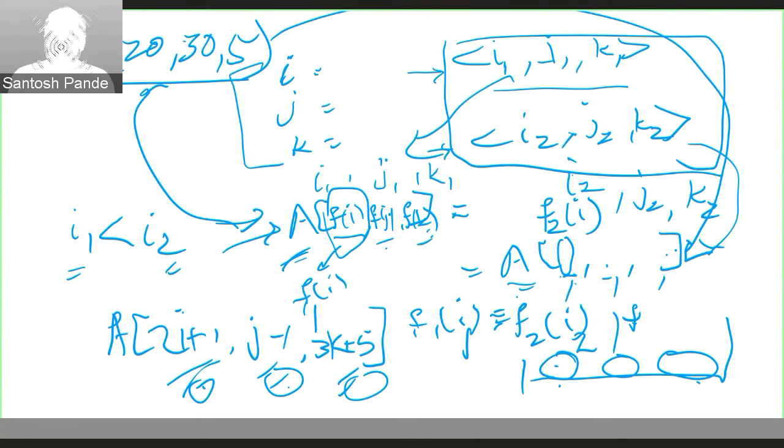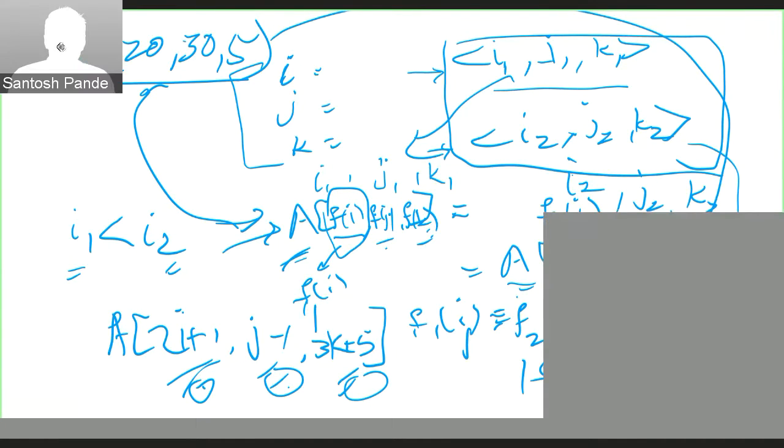So what kind of dependence are we seeing here? Is it flow or true dependence? Is it anti-dependence, or is it output dependence? We have three dependencies which we have seen, as per whether the write occurs before the read, or whether the read occurs before the write, or whether one write occurs before the other write.